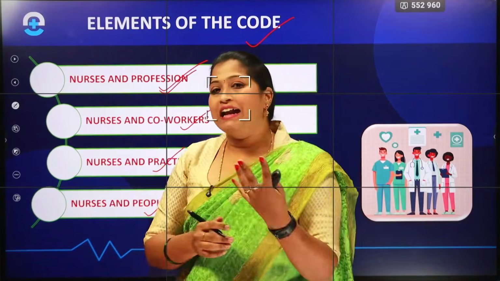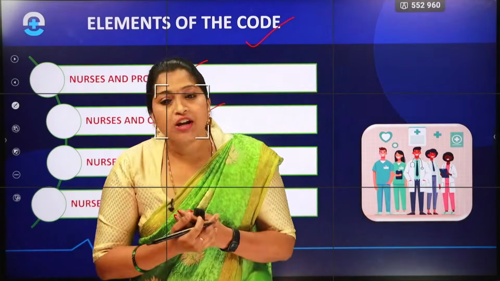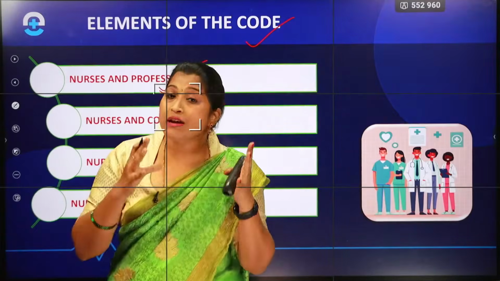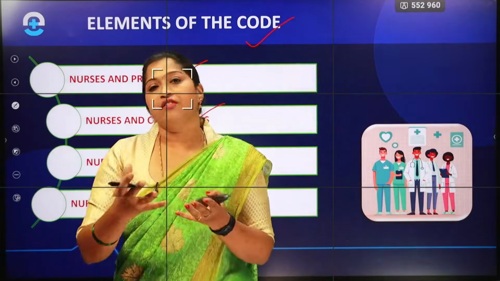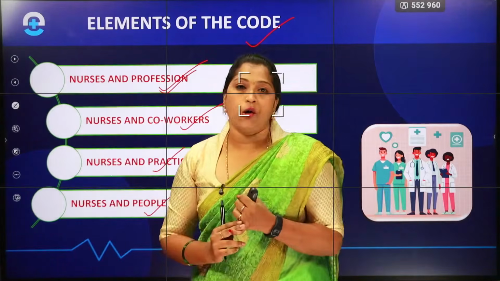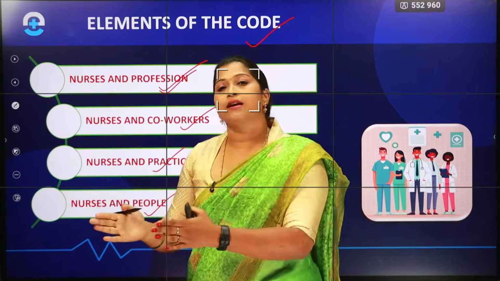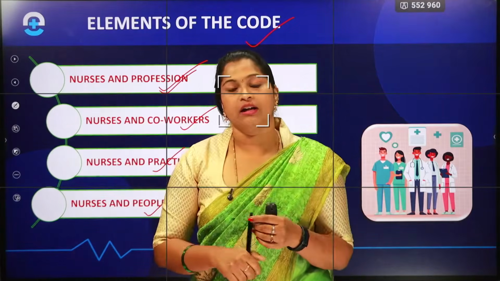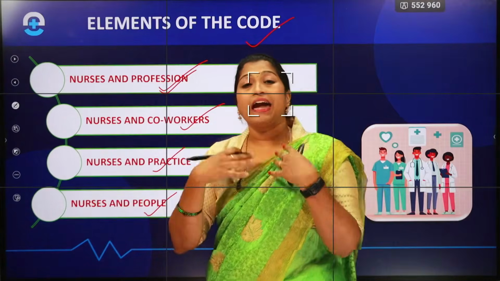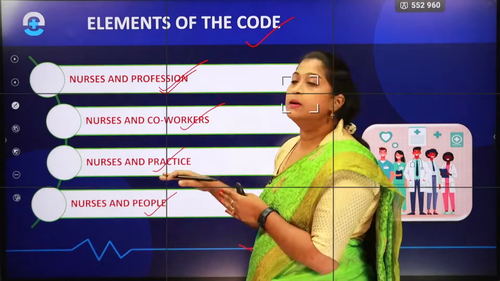So next one is the nurses and the people. The final element is nothing but the nurses and the people. We are giving care to the people who are usually receiving the nursing care. They should be comfortable with the care that we are giving. So if a patient is coming and admitting in the hospital, if he is not comfortable with the care that we are giving, we are not successful in our responsibility. So making sure the patient is comfortable by the care that we are giving. So that is regarding the nurse and the people.